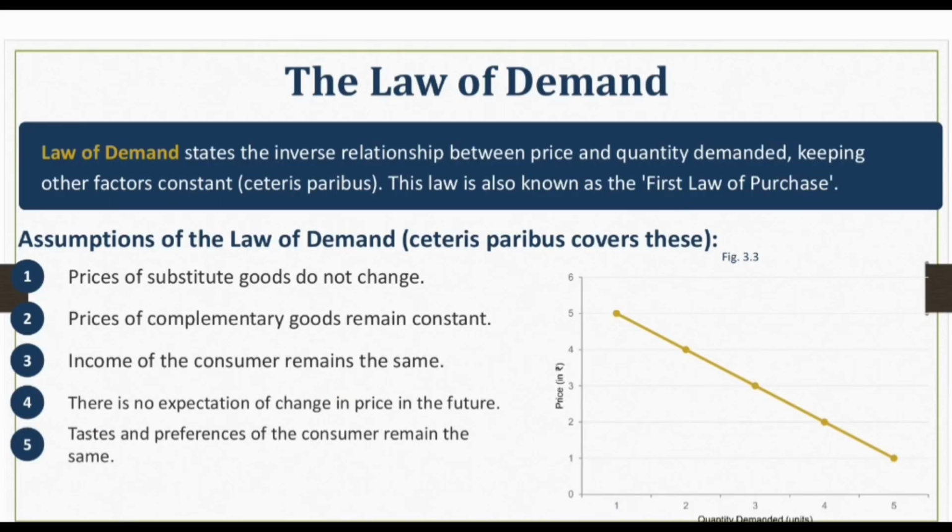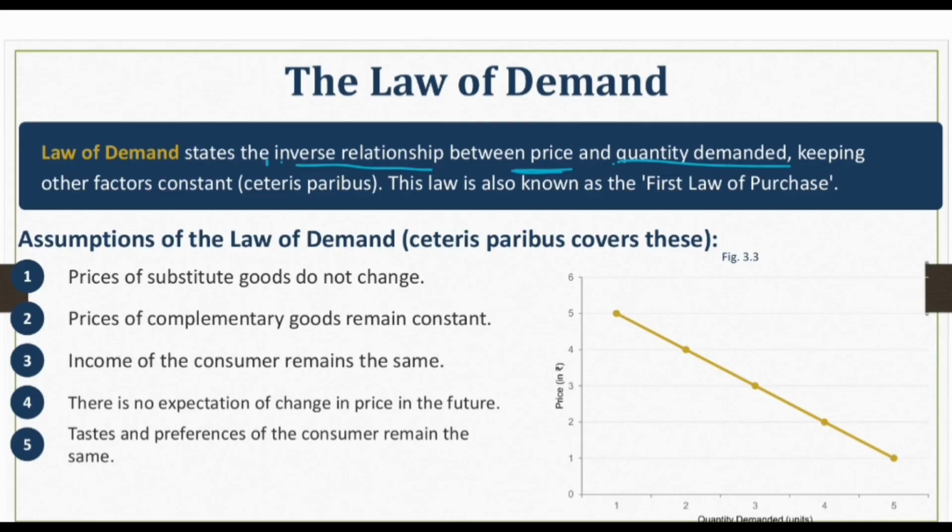Let us move ahead. Now let us see what the law of demand is. Law of demand states the inverse relationship between price and quantity demanded, keeping other factors constant, ceteris paribus. This law is also known as the first law of purchase. So basically the law of demand gives an inverse relationship between two variables, which are price and quantity demanded. And when I am talking about the law of demand, I am assuming all the other factors to be constant. Ceteris paribus.